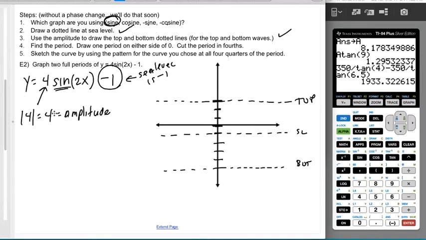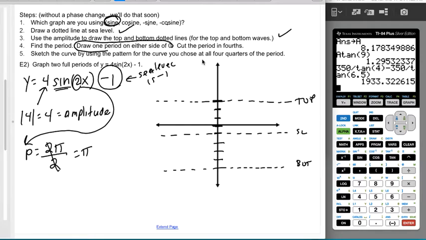Okay, so I need to find the period. The period of this thing is going to be 2 pi, which is the normal period of sine without any adjustments, divided by b, which is 2. So the period is going to be pi. Then I'm going to draw one full period on either side of 0. So I'm going to say, cool, this is pi, and this is negative pi. One period on either side of 0.